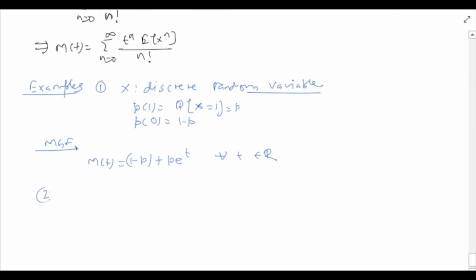Let's see another example. Now we assume that X is discrete and it has PMF.